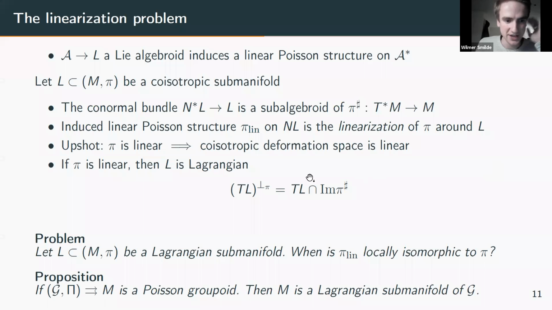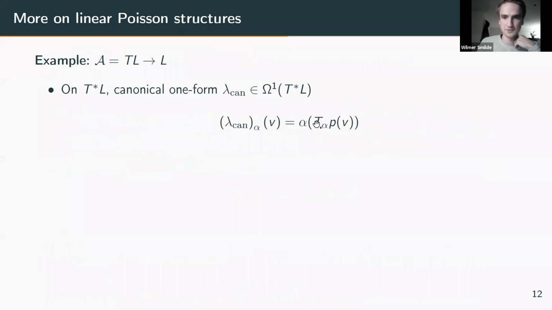So now, do we have any chance of linearizing the Poisson structure of a Poisson groupoid around the space of units? Well, some chance. The space of units in a Poisson groupoid is always a Lagrangian submanifold in the sense above. So that's good news.